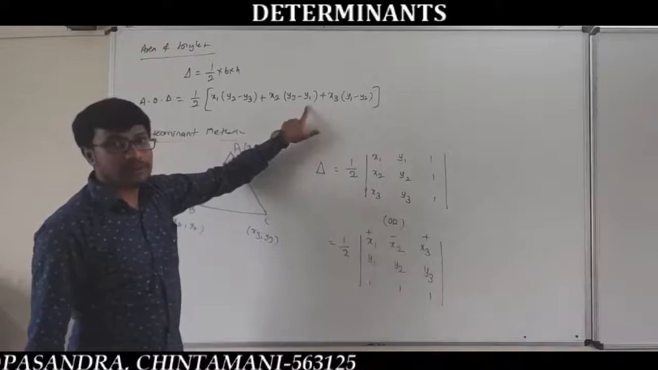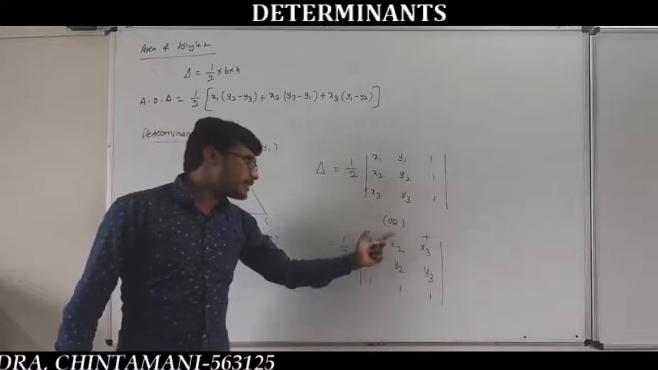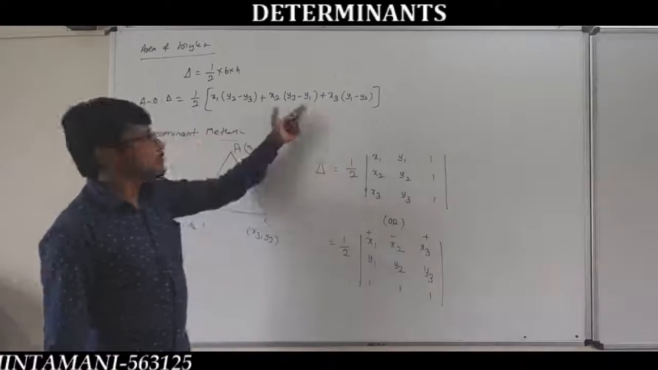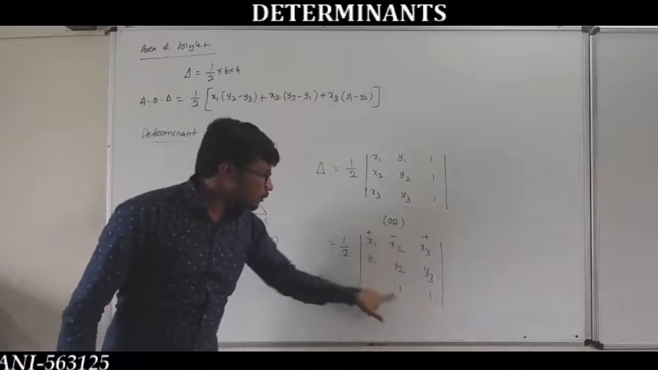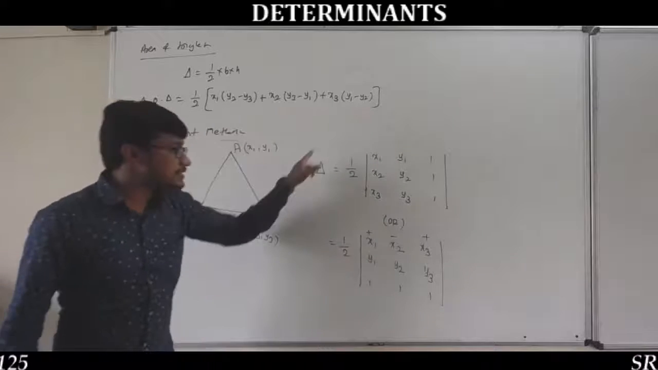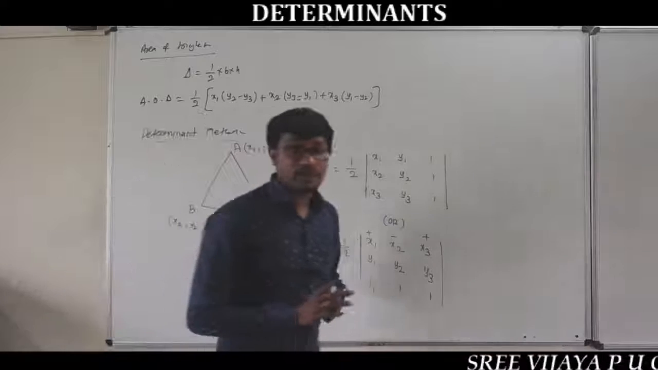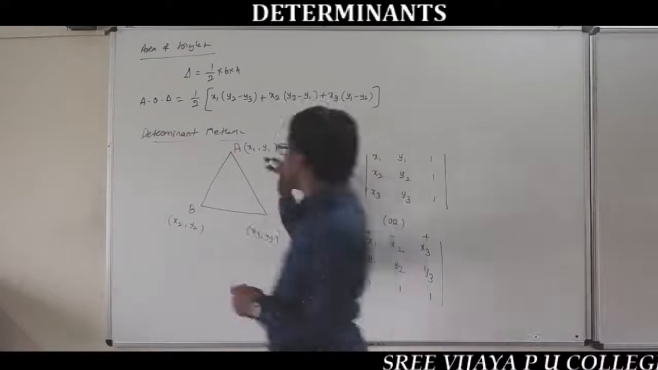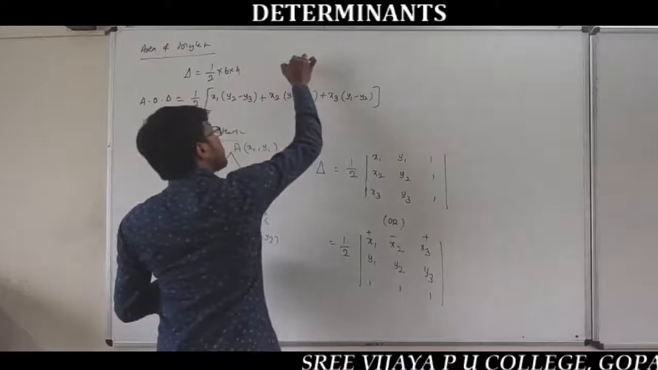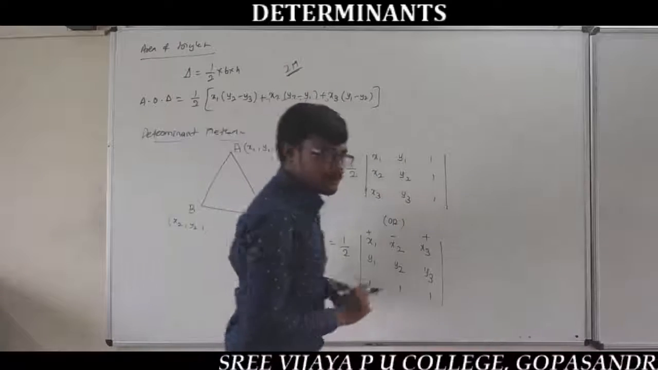But here you get y3 minus y1, right? If you take that minus as common, that minus becomes plus, so x2 into y2 minus y3, plus x3 into y1 minus y2. So this is how, using the concept of determinants, you can find the area of a triangle. This is very important for the 2 marks questions.